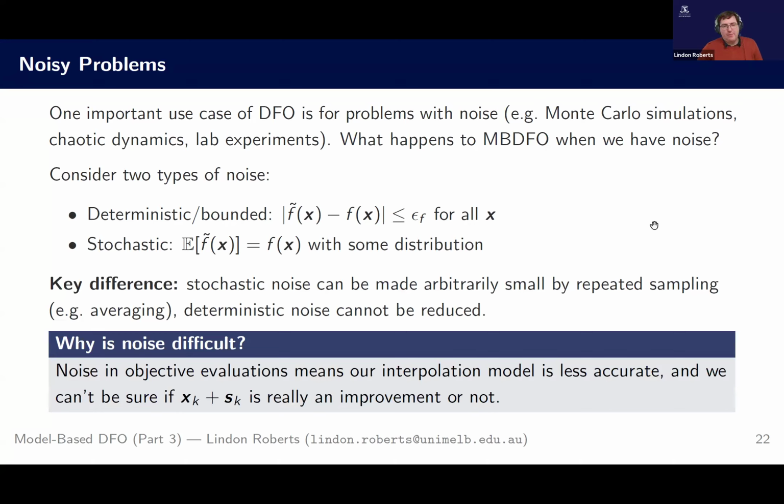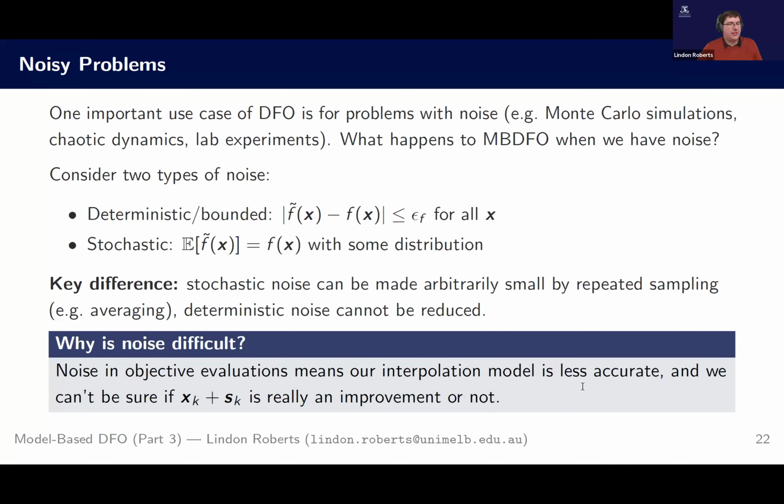Why is this a problem? What happens to our algorithm if we just plug in noisy values for our objective whenever we use it? It's going to mean that our interpolation model gets less accurate, because our interpolation model aims to fit to the values of f of x we have. If those values of f of x are wrong, then we're going to have a model that's less accurate to our function.